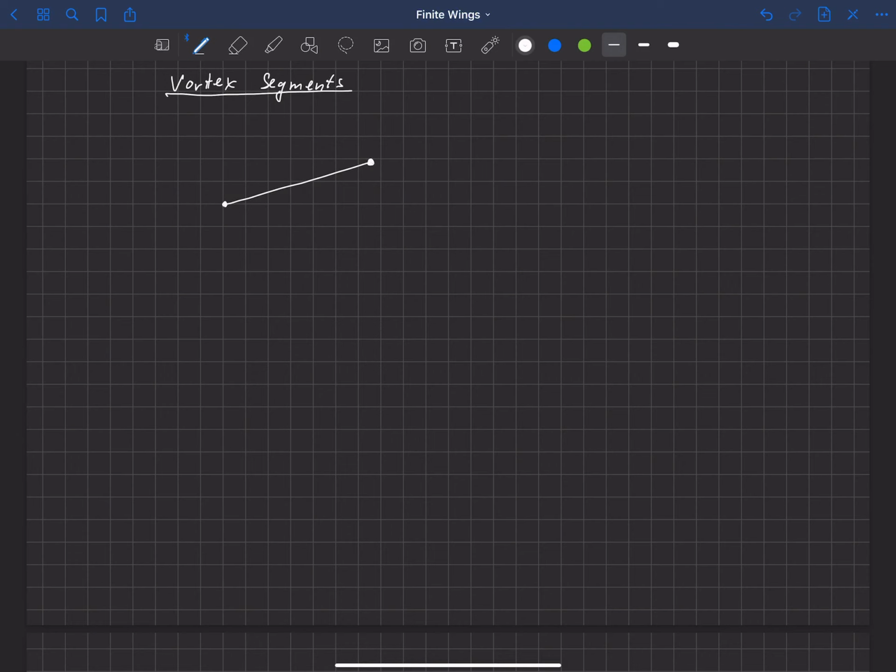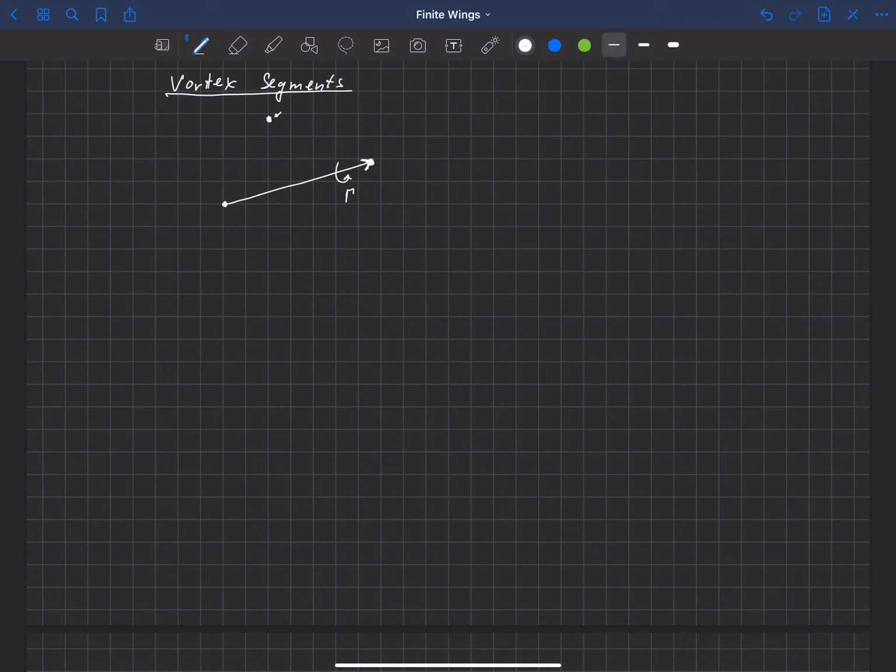Okay, so let's just take one segment here for a moment and look at the influence of that segment on some point in space. This segment is going to have a direction. According to the right-hand rule, we can show that the vorticity gamma is rotating around according to the right-hand rule. I've just drawn gamma in the positive direction there. So what we want to do is figure out what the induced velocity is from this vortex segment on this point here.